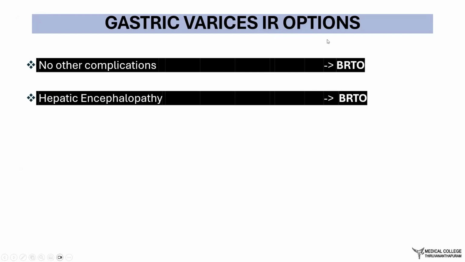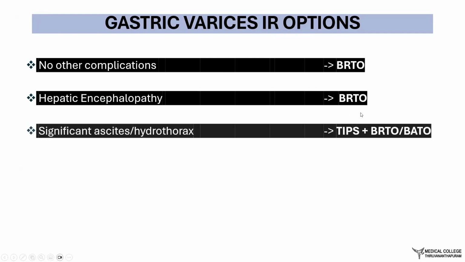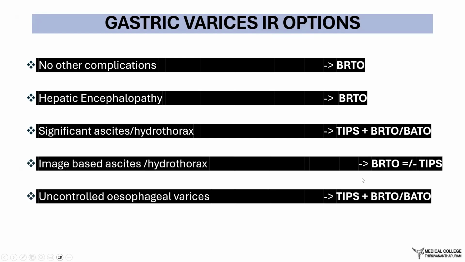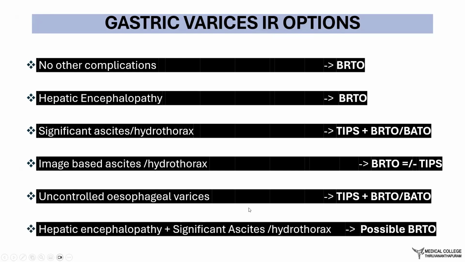So generally for gastric varices, the primary option is BRTO. If the patient has hepatic encephalopathy, again, the option is BRTO. If the patient has associated congestive related symptoms, you need to couple it with TIPS. And if there is any uncontrolled esophageal varices that's bleeding, then again, TIPS along with BRTO is an option. If both encephalopathy and ascites are there, then BRTO probably may be the only option that can be done.